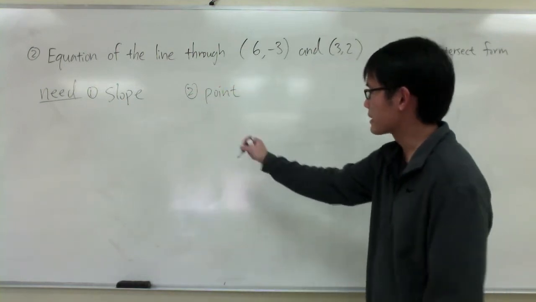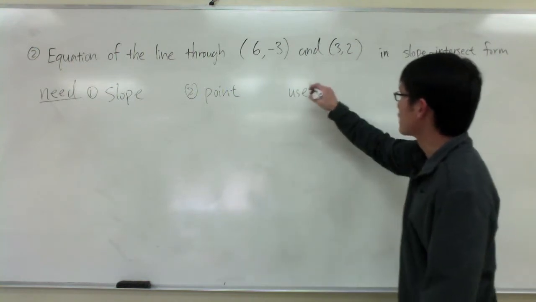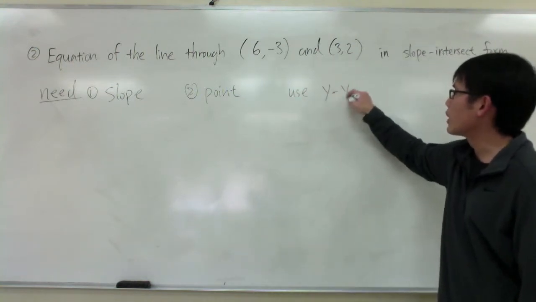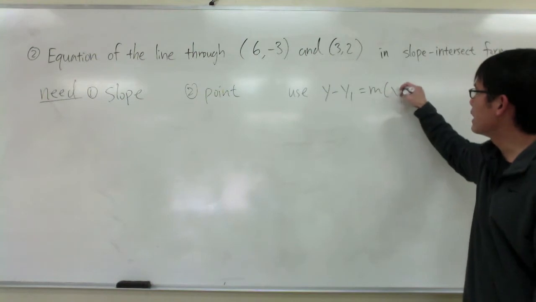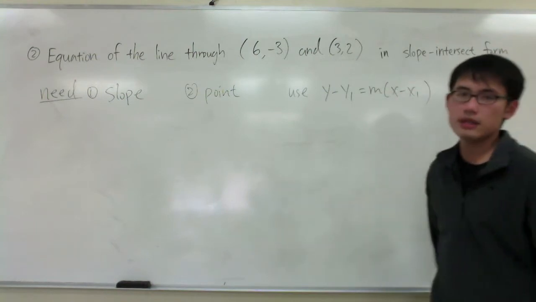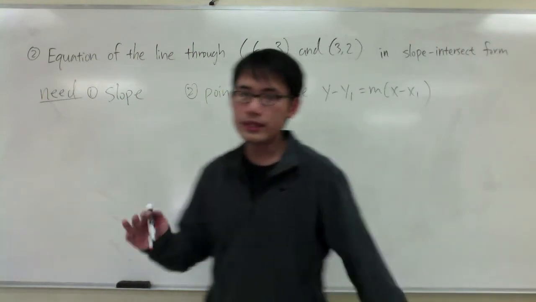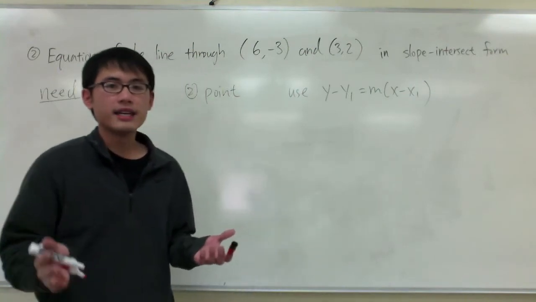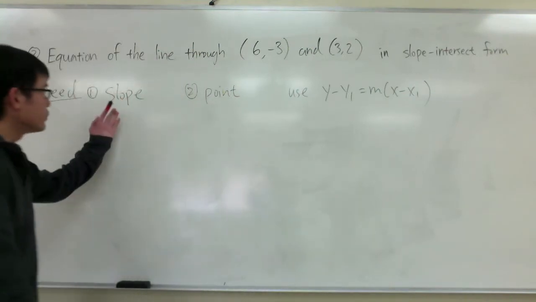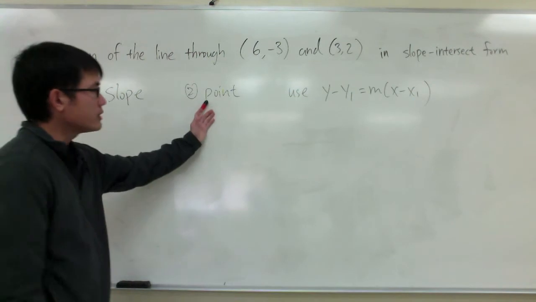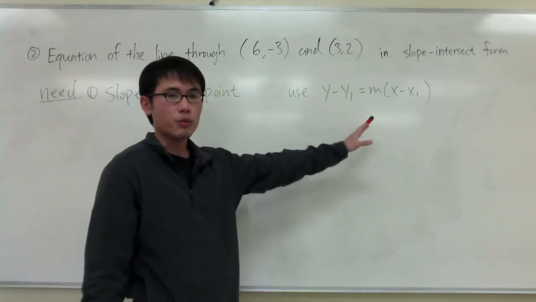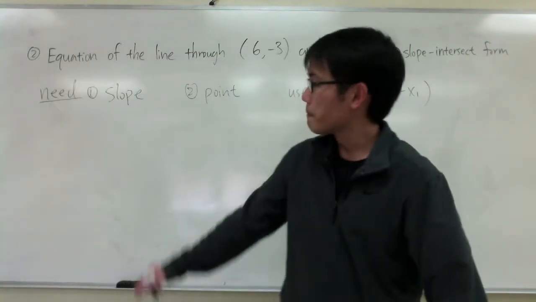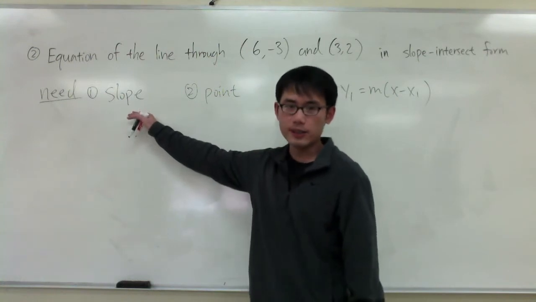Once we have these two things, we can then use the formula y minus y1 is equal to m times x minus x1. So this should be your template whenever you are trying to write an equation of a line. We need to have the slope, the point, and then plug it into that formula. So let's begin by how do we find the slope.